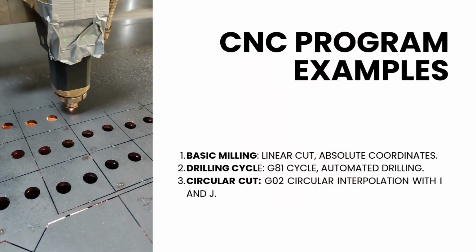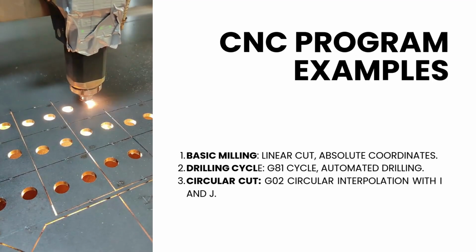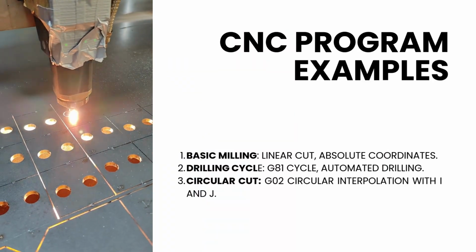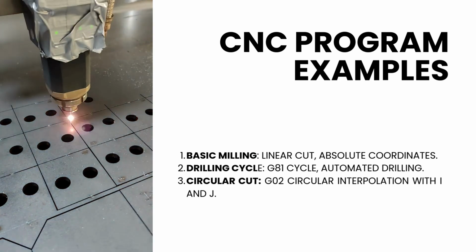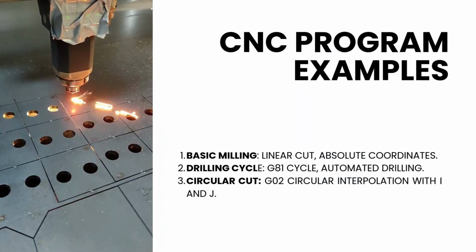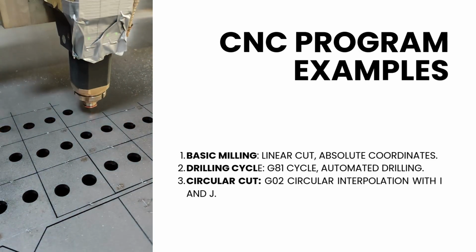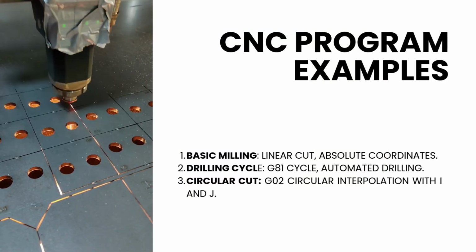What's happening here is simple but important. We set the units, define the plane, choose the tool, and start the spindle. Then we move to the starting point, lower into the material, make a cut, retract, stop the spindle, and finish. This example is basic but illustrates how alpha, G, and M codes work together.